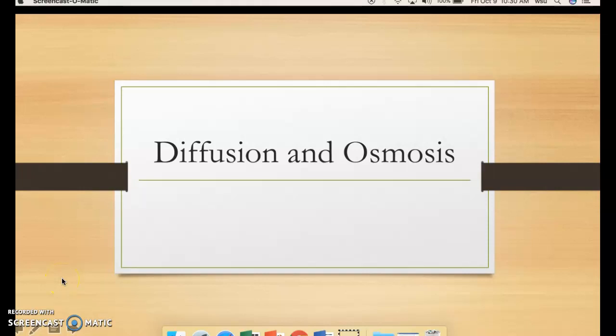Hi folks, this week's lab content is diffusion and osmosis. So there are going to be some terms that we're going to need to put into place so that you understand what they mean, as far as obviously defining diffusion and osmosis, and a few things that you'll need to know to prepare for this week's lab.